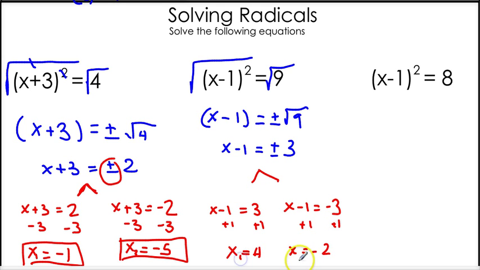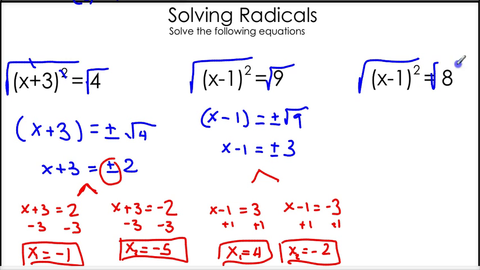So those are our two solutions here, 4 and negative 2. All right, we'll try our last one now. Take the square root, and we get x minus 1 is equal to the positive or negative square root of 8. You'll put this in your calculator, square root of 8. It actually is a decimal, so we're just going to leave it like that. So it's just x minus 1 is equal to the positive or negative square root of 8.